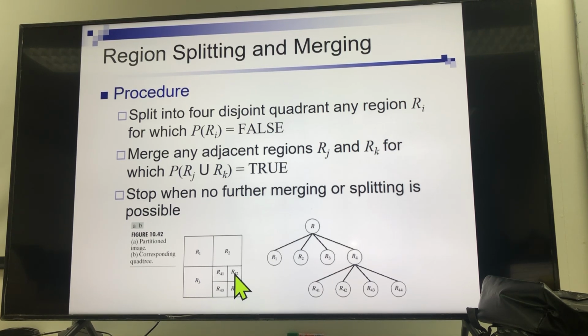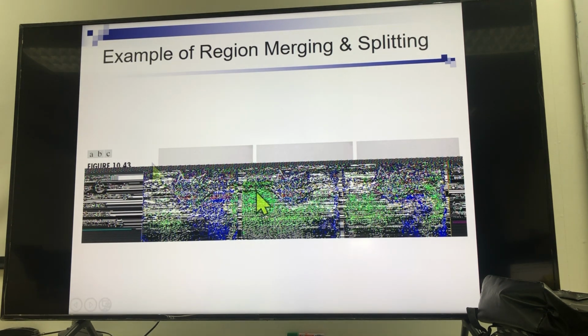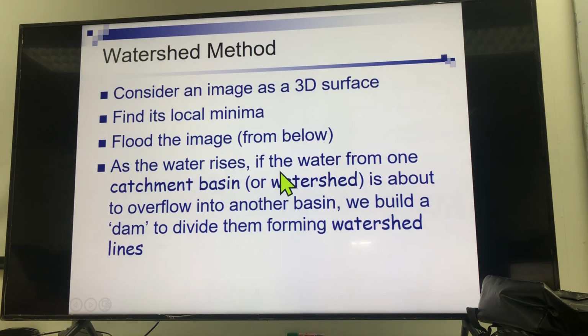R42, you connect with R2. You may merge with R2 or not. R43 may be merged with R3 and so on. And R44 could be merged with the one on the right and so on. So after you split, you want to merge the regions. That's why it is called split and merge. Okay, this is the image. The result image is shown throughout.